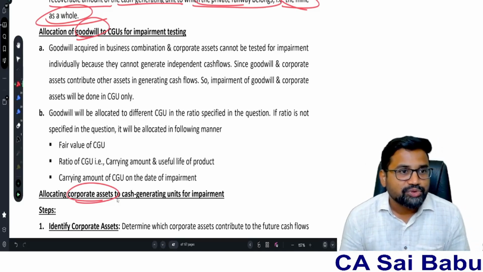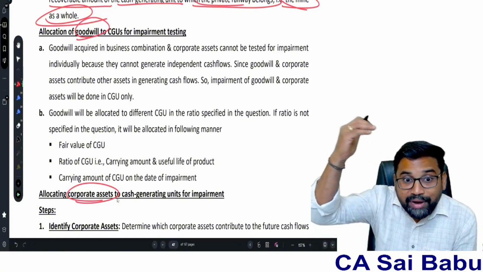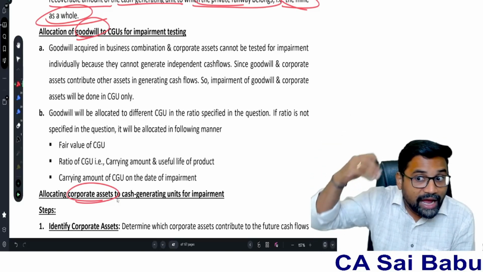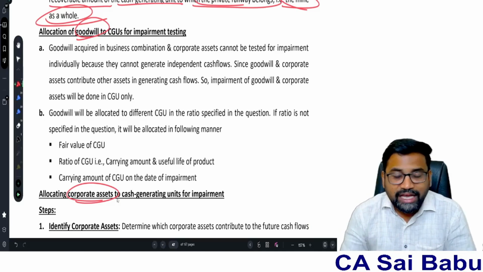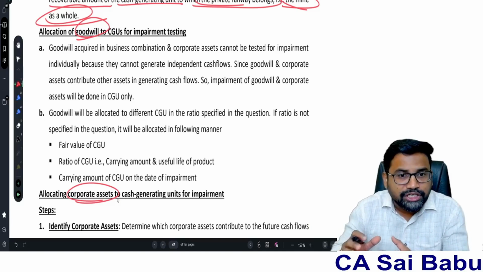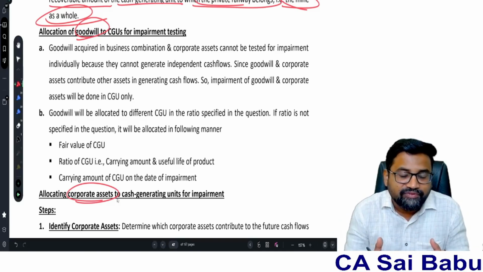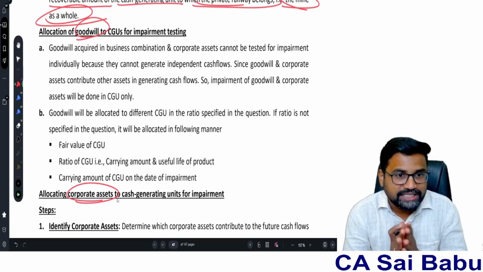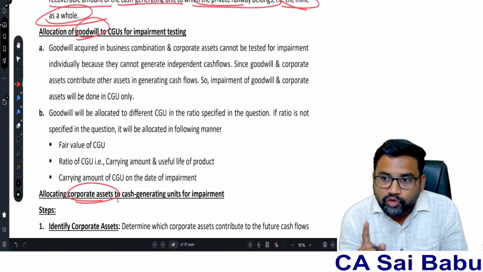Similarly, corporate assets. What are corporate assets? The head office headquarters, or head office brand value, or head office IT infrastructure. So head office level assets. These assets also can't particularly belong to one particular thing. These corporate assets will be beneficial to different departments, different products, different branches within the organization.